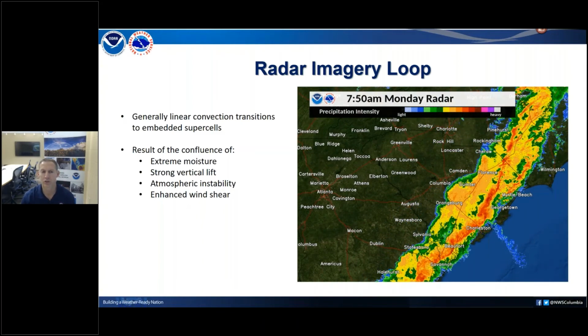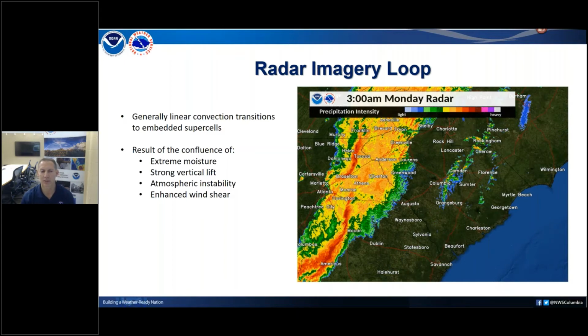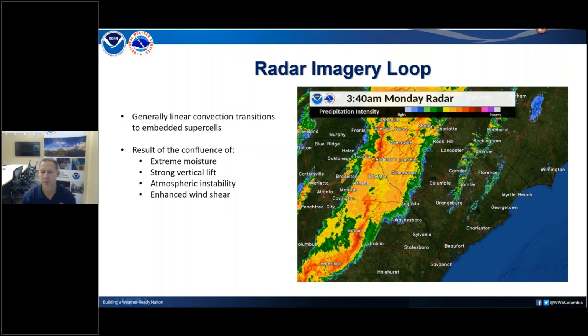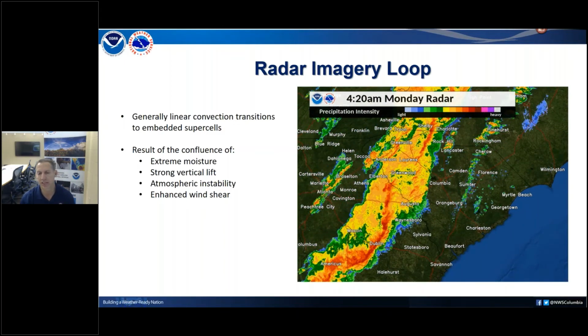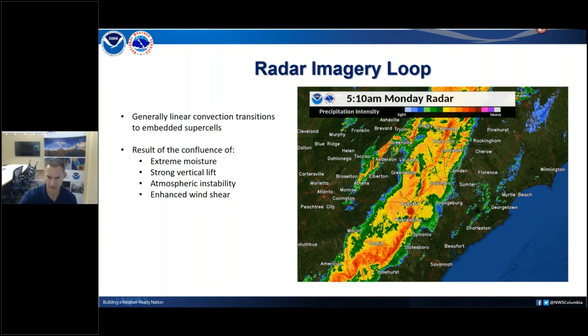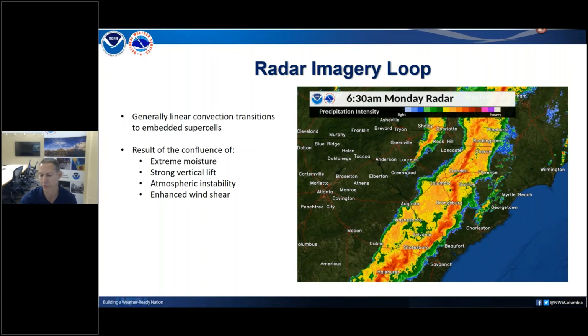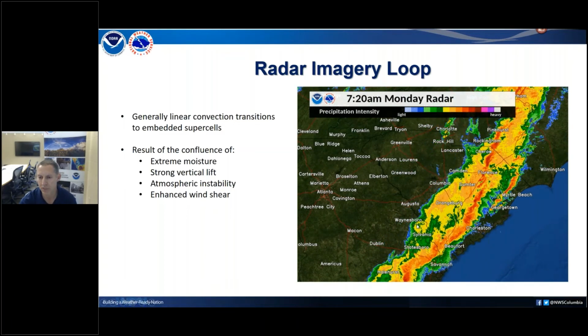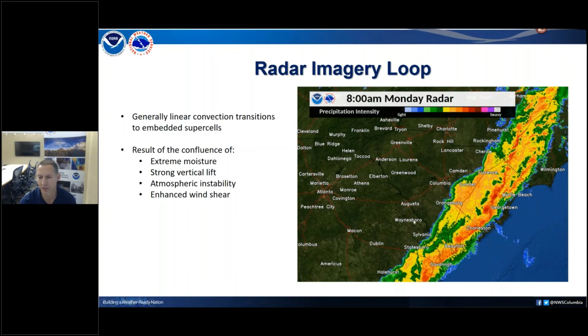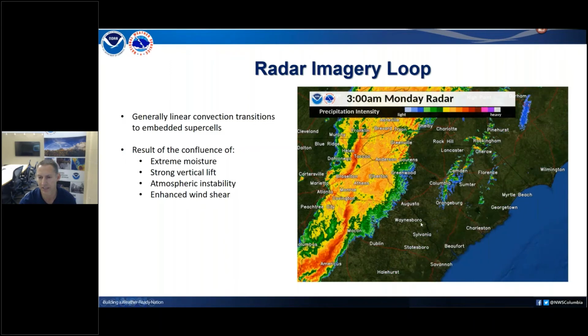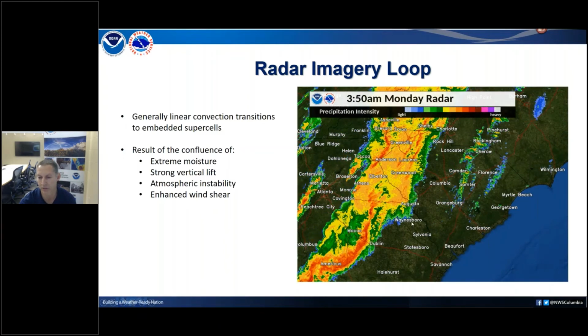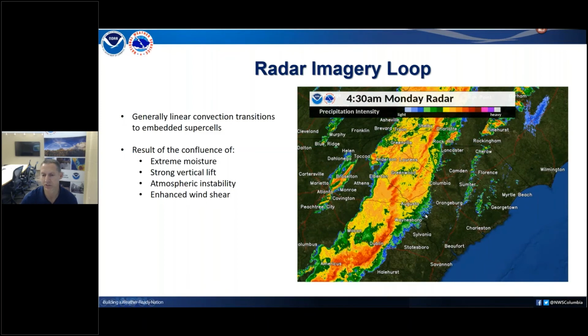This is a result of the confluence of that extreme moisture we had in place, the strong vertical lift, the strong instability, and this enhanced wind shear. Think back to where I showed those two composite parameters, the supercell composite and the significant tornado parameter. It's maximized right here over the Eastern Midlands, and right about the time when this line hit that area where those values were extreme is when that transition occurred.